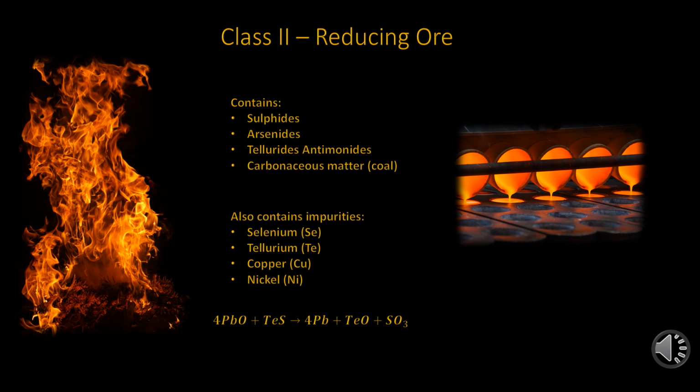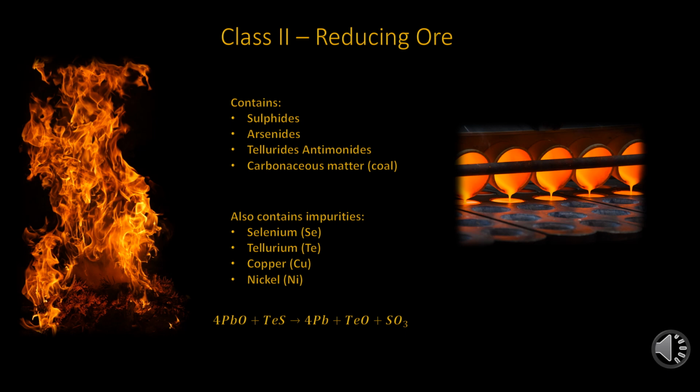Class 2 ores are those that have some reducing power. These reducing ores will contain the sulfides, the arsenides, the antimonides, and the tellurides, as well as some carbonaceous matter, such as coal, as an example. These ores will also contain elements that interfere with the gold and silver assays. Elements such as selenium, tellurium, nickel, and copper are the most common. In order to collect the contaminants in the slag, additional lead oxide is added to the charge. This will be covered later in another presentation.